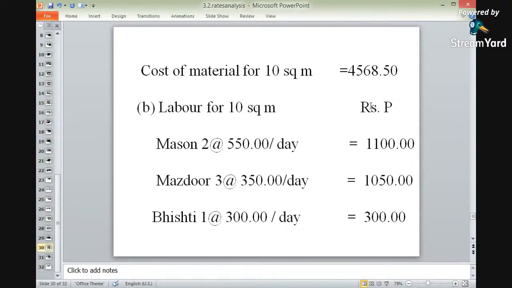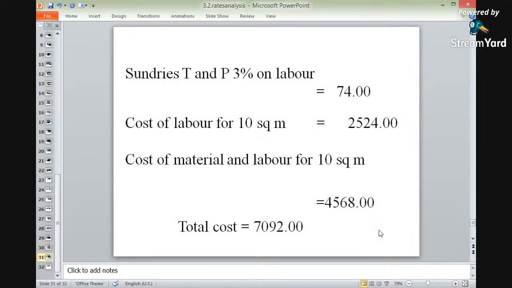Labor required for this in the case of 10 square meters. Mason required in this case is 2 after calculations, and the rate is 550. It is just the multiplication. Mazdoor required is 3 multiplied by 350, which comes to 1050. Misti in this case required is 1. In some cases we have taken 250, but in this case we have taken 300. So 1 multiplied by 300 comes directly to 300.